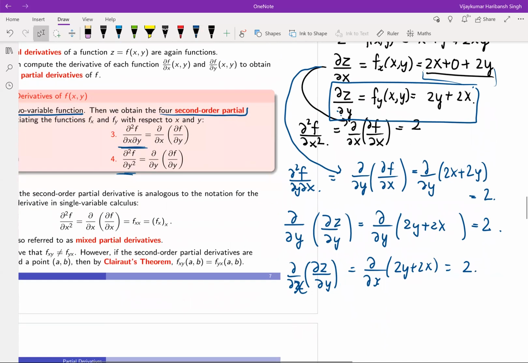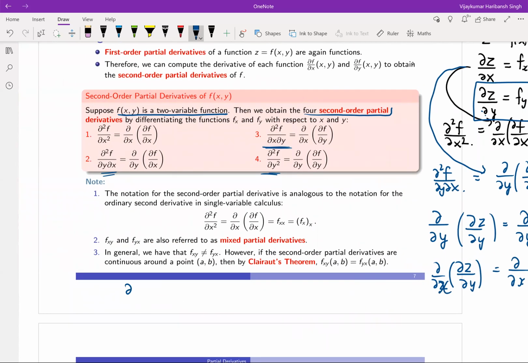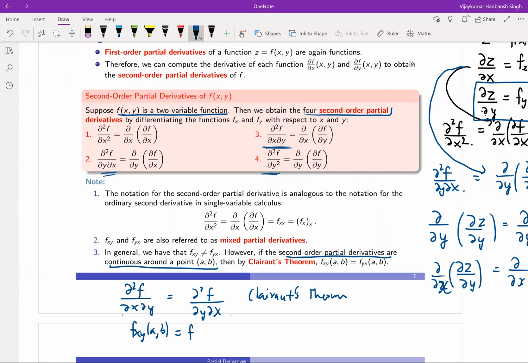So all the partial derivatives are same, but then the question is, dou square f by dou x dou y is same as, if you take the derivative with respect to y first and then with respect to x, or if you take the derivative with respect to x and then with respect to y, are they equal? And the answer is they are not always equal, but if the second order partial derivatives are continuous around a, b, then these are equal, and that is called Clairaut's theorem. That f_xy(a,b) is same as f_yx(a,b).